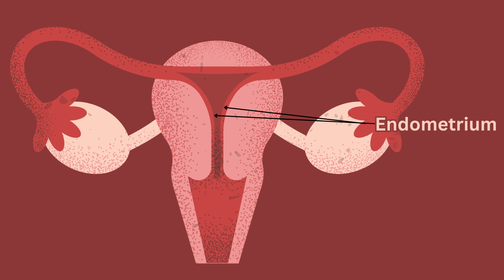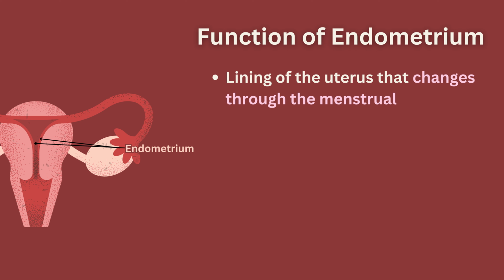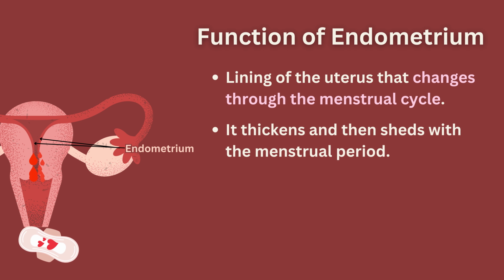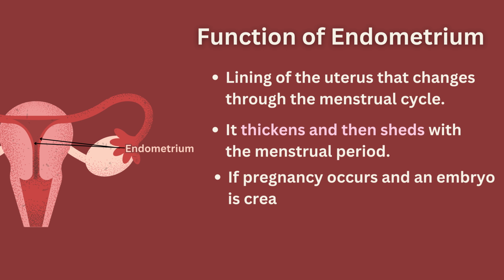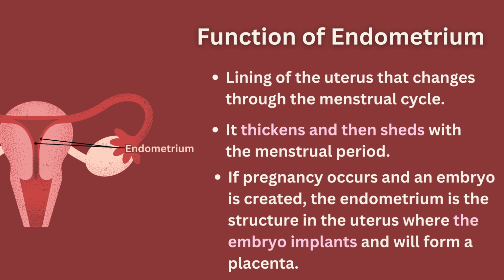Next up is the endometrium. This is the lining of the uterus. It is a structure that changes through the menstrual cycle. It thickens and then is shed with the menstrual period. Or if pregnancy occurs and an embryo is created, the endometrium is the structure in the uterus where the embryo implants and will form a placenta.